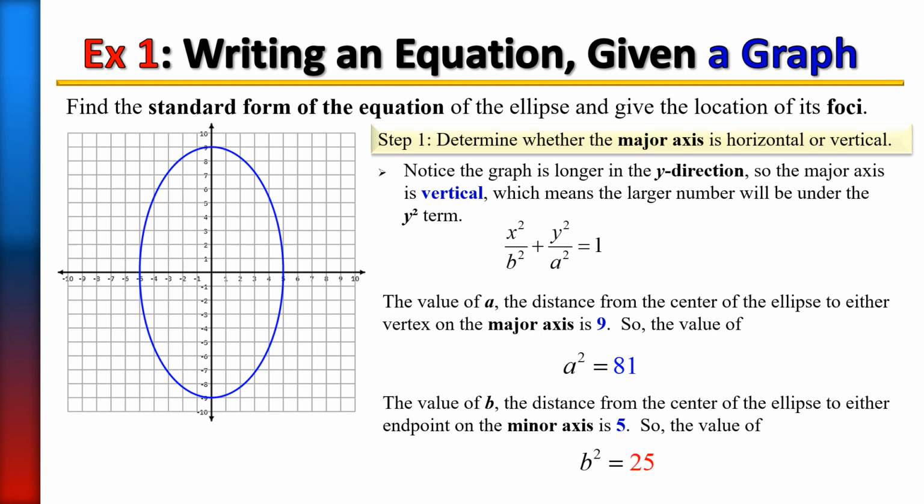Once we put everything together, our equation is going to be as follows: x squared over 25 plus y squared over 81 equals 1. And there you have it, the standard form of this particular ellipse.